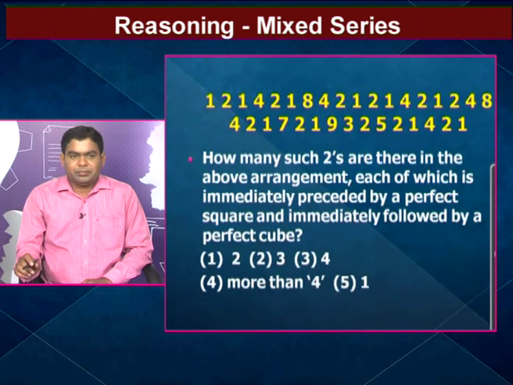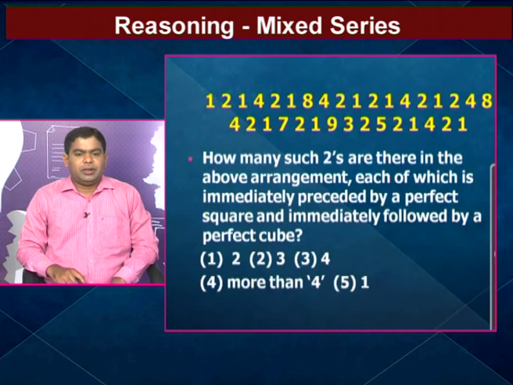So here in the given series we go to the next one, that one is the repeated series. Here a number repeated series is given: 1 2 1 4 2 1 8 4 2 1 2 1 4 2 1 2 4 8 4 2 1 7 2 1 9 3 2 5 2 1 4 2 1 is given. So all are single digits. By observation, from the beginning is called the left hand, and observation from the ending is called the right hand.